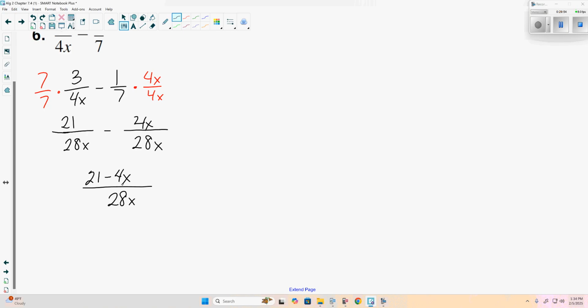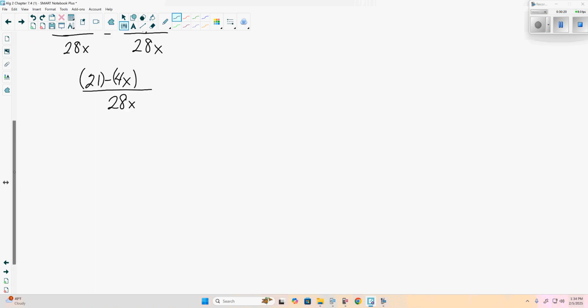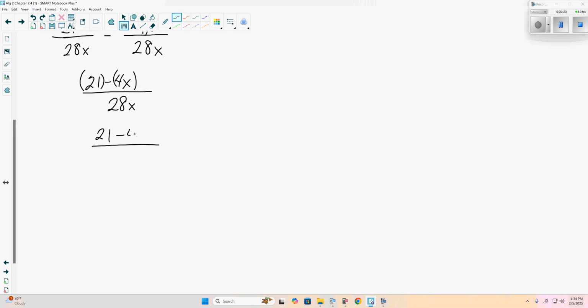Now we can put parentheses around it, but the reason we don't necessarily have to on this one is how many terms do we have on each top? 1. So really we apply that negative through the second numerator, negative 4x. You don't have to put the parentheses. Then we say, okay, the 21 stays positive, the 4x is now negative, and we get to the exact same spot. There's not a whole lot of reason to do it because we know that we're applying that negative to it.